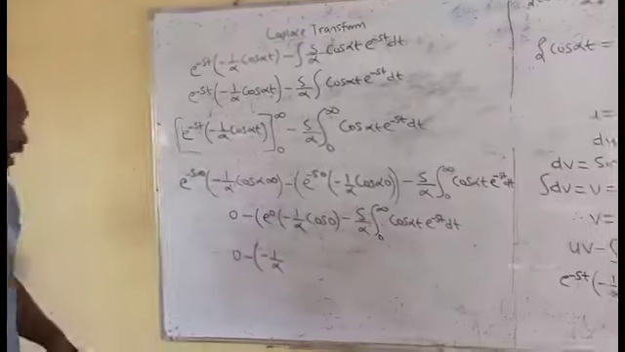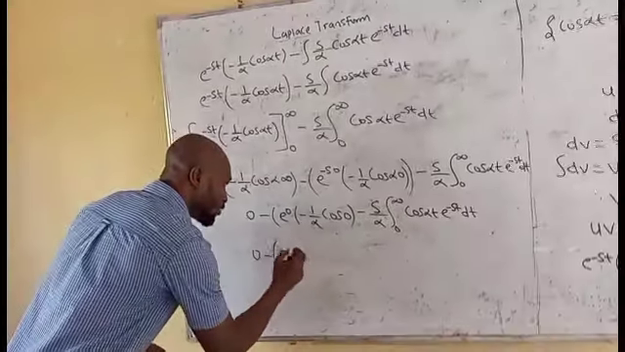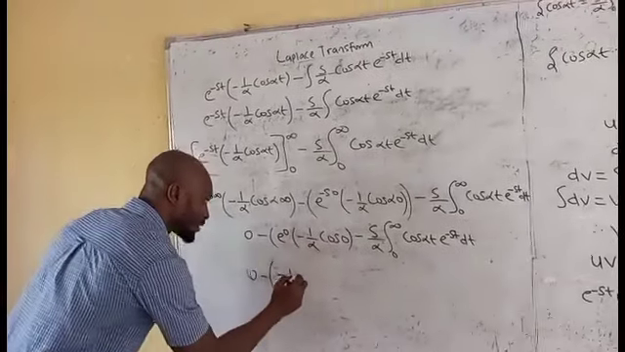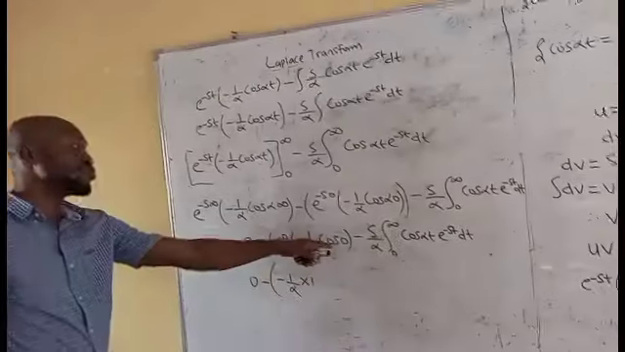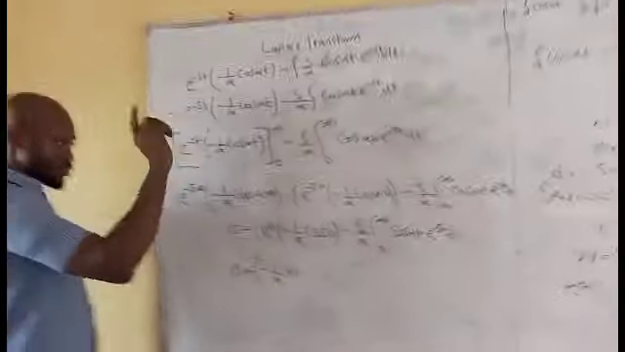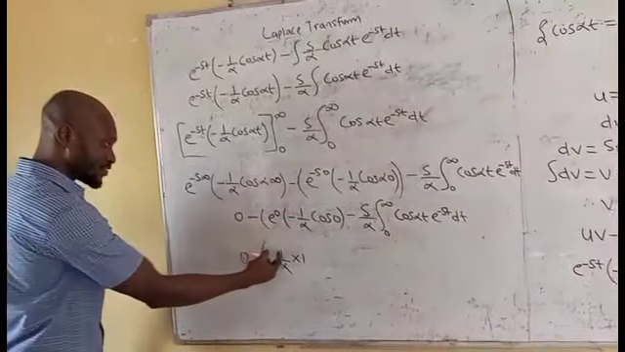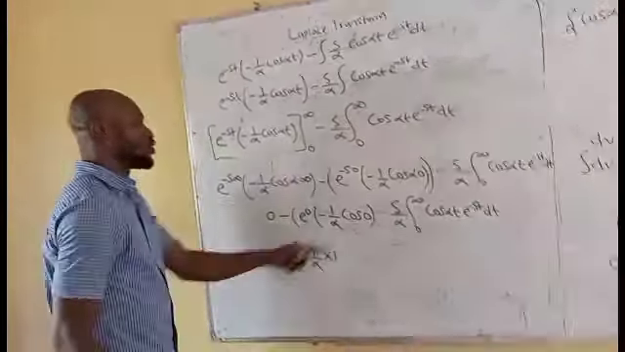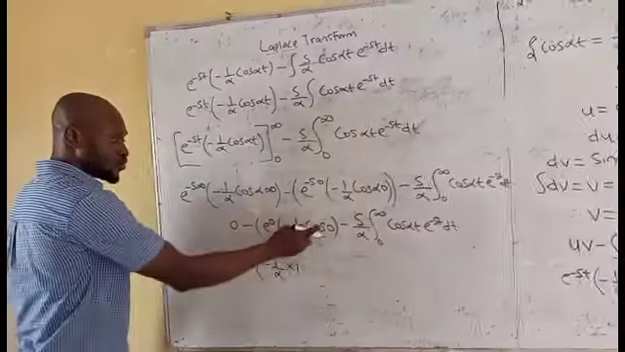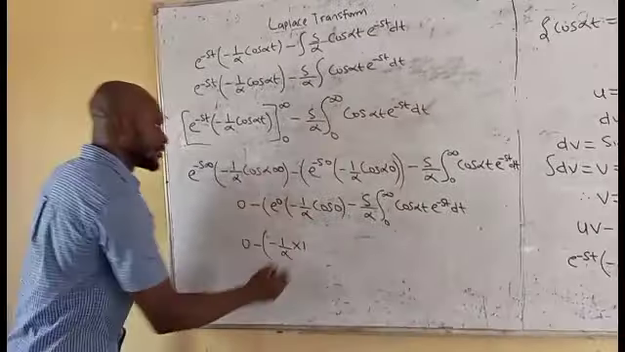Cos 0 is what? 1. I still have my cos 0, which is minus 1 over alpha times 1, because cos 0 is 1. And e raised to the power of 0 is 1, so 1 multiplied by the whole of this will still give you minus alpha times cos 0, and cos 0 is 1.